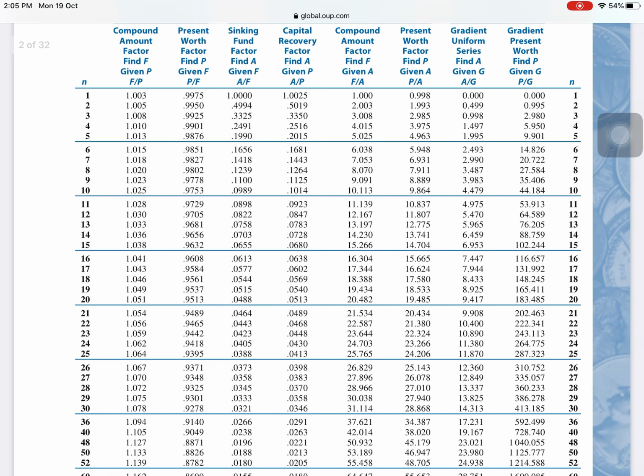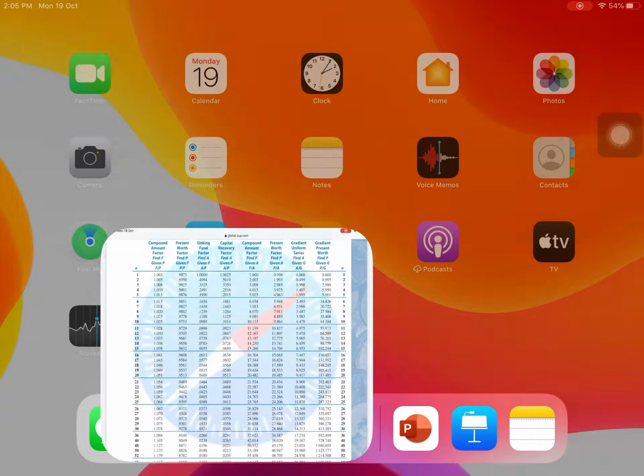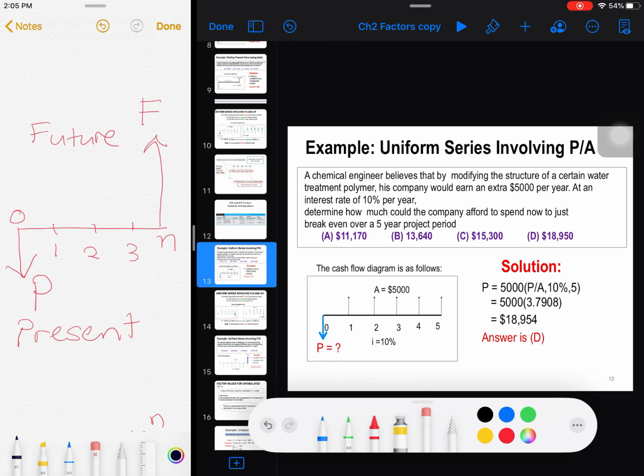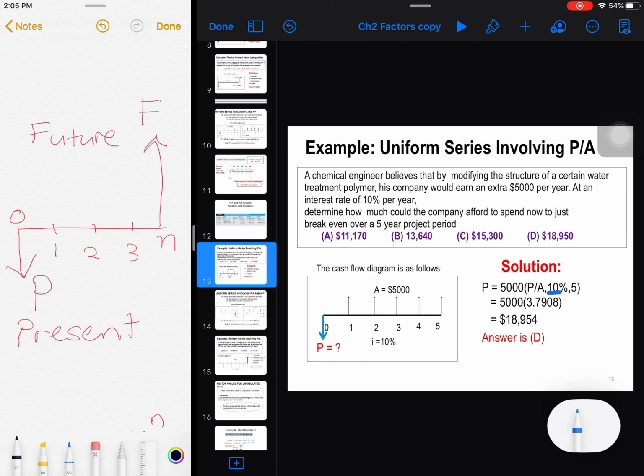What do we have here? In our question, we have P over A, 10%, n equals 5. So our i is 10, n equals 5, and we need P over A.